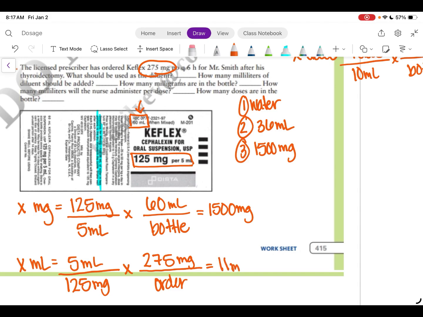And I get 11 milliliters as my answer. Okay.